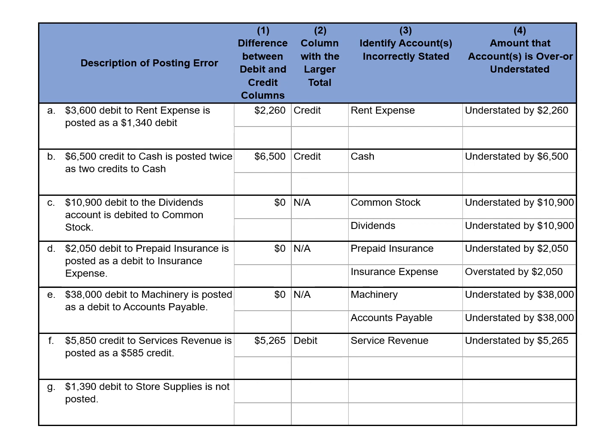Okay. All right, and then in letter G, we had a $1,390 debit to store supplies that never got posted. So we're missing $1,390 from our debit total on our trial balance, which means our credit column's higher. We have an incorrectly stated store supplies asset account, and it's understated. We didn't post that debit, so our balance didn't get increased. Okay?